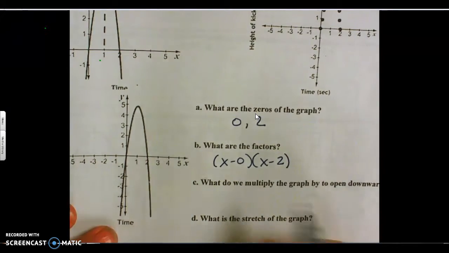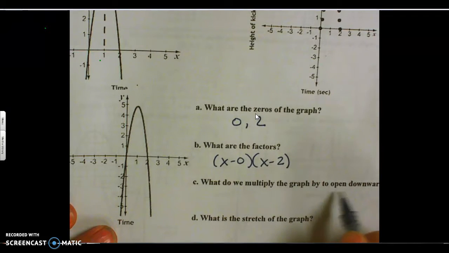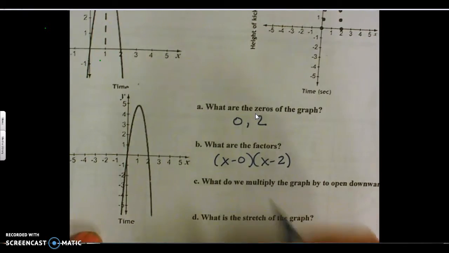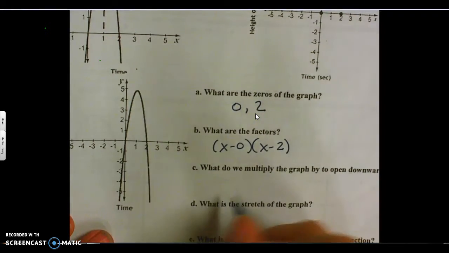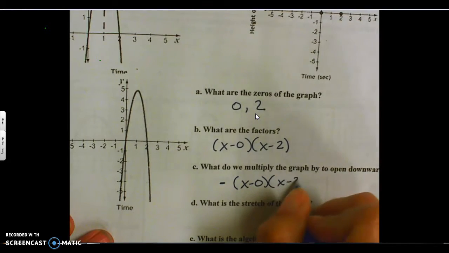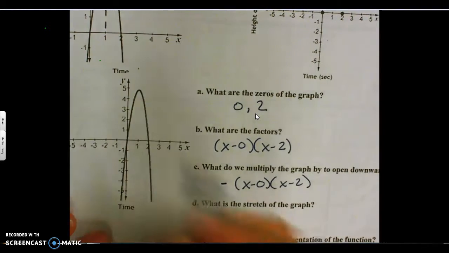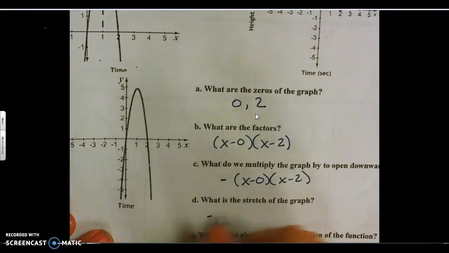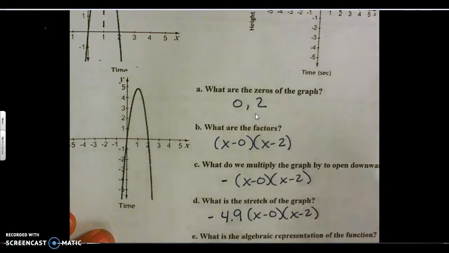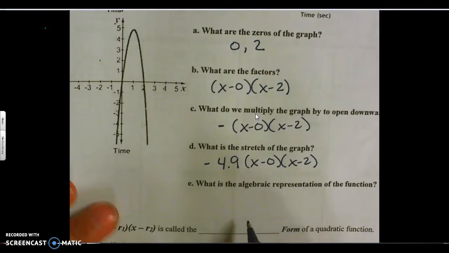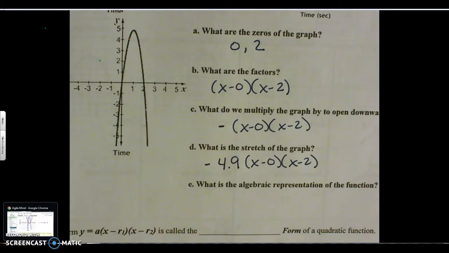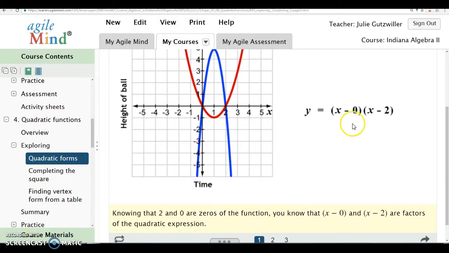It says, what do we multiply the graph by to open downward? Well, we multiply it by a negative. So we went through the animations. You can go back and play them. So it's negative (x minus 0)(x minus 2). And it says, what is the stretch of the graph? Well, it stretches it from here all the way up to 4.9. So negative 4.9 (x minus 0)(x minus 2). Because what is the algebraic representation of the function? Well, let's talk about that.